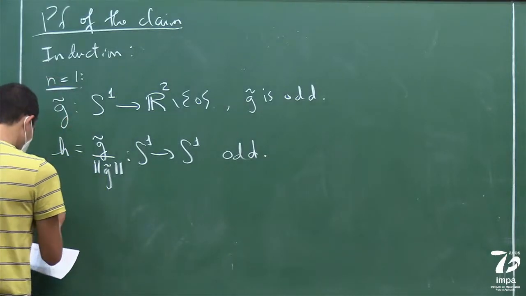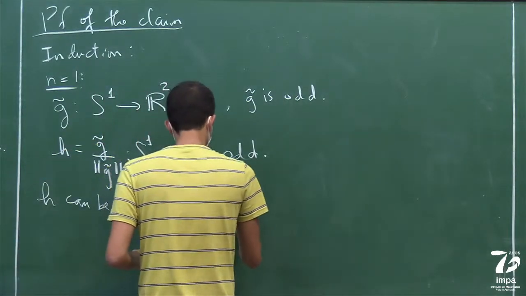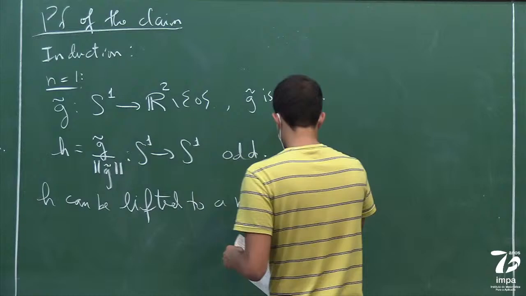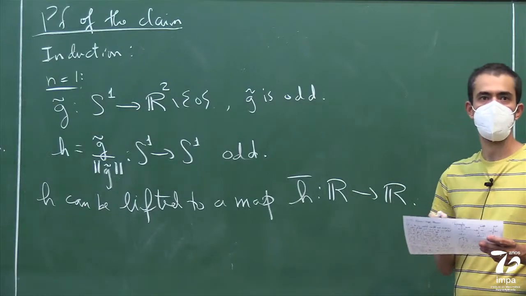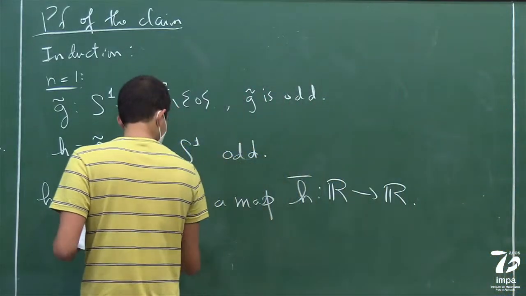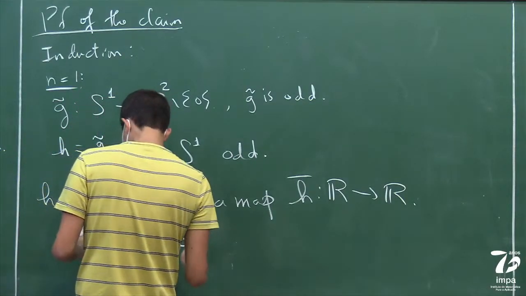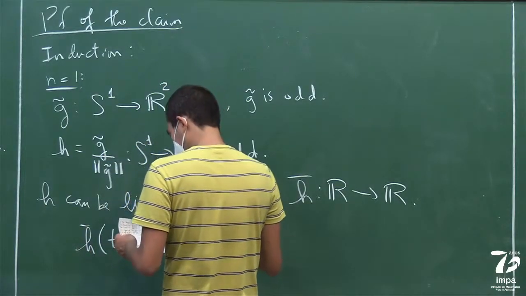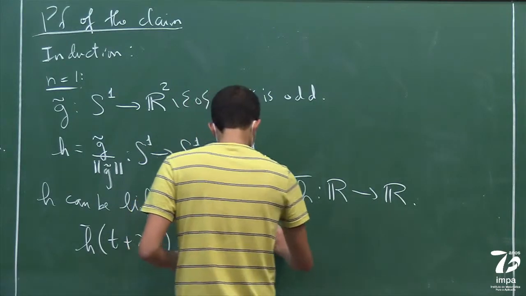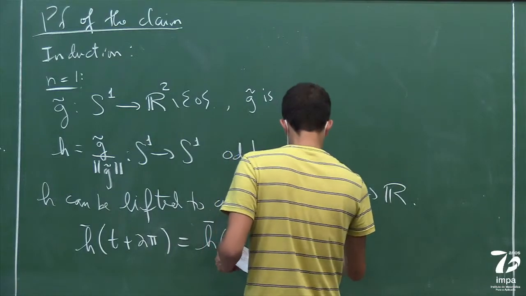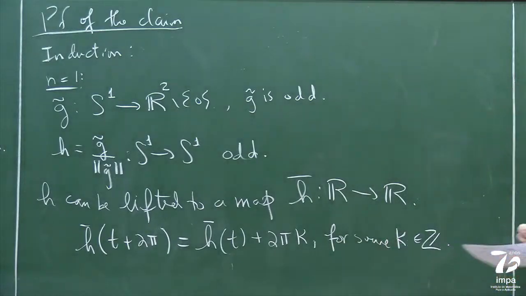So then h can be lifted to a map h bar from R to R, with the property that h bar of t plus 2 pi is equal to h bar of t plus 2 pi k for some integer k.